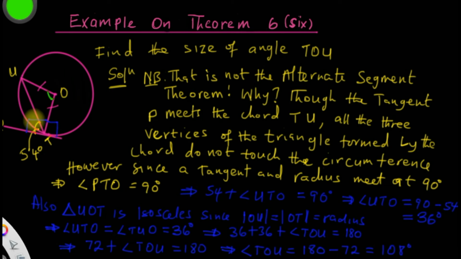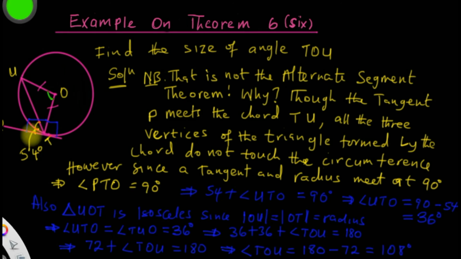Note that this is not the alternate segment theorem. Why? Because the angle between this chord and the tangent, normally this chord should form a triangle on the circumference, but the triangle formed by this chord is at the center. It doesn't form the triangle. The vertices of the triangle formed by the chord all do not touch the circumference. So this one is not the alternate segment theorem.